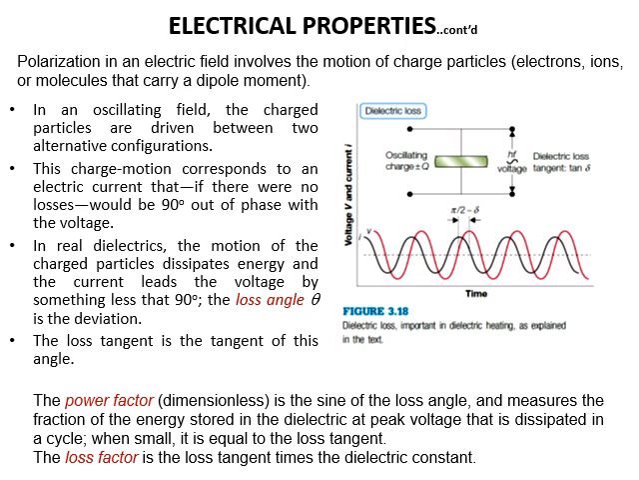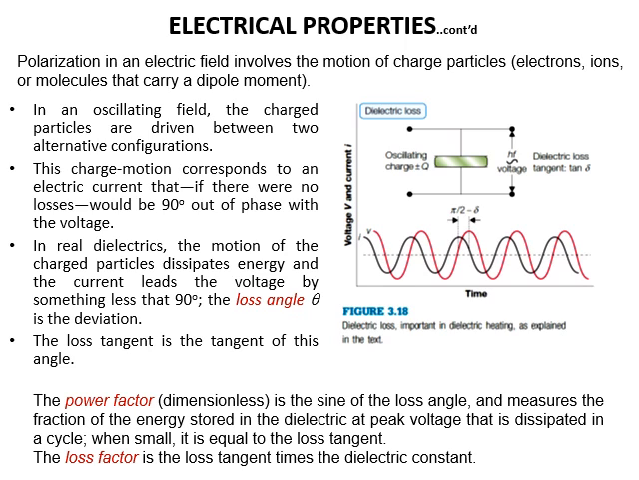The loss angle theta is the deviation. The loss tangent is the tangent of this angle. Figure 3.18 shows the dielectric loss, which is important in dielectric heating as explained in the text.